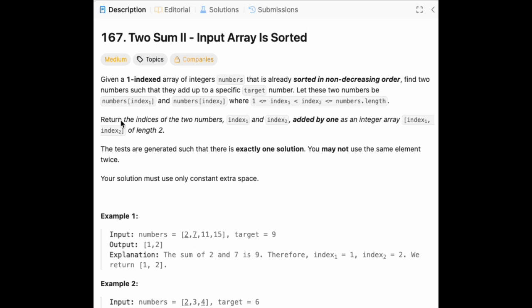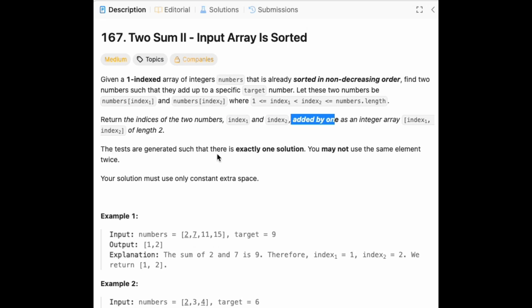This is really important for you guys to remember: you're not going to return 0 and 1, you have to add 1. They tell you here, added by 1. So if it's index 0, you go 0 plus 1, which gives us 1. And if it's index 1, it would be 1 plus 1, which is 2.